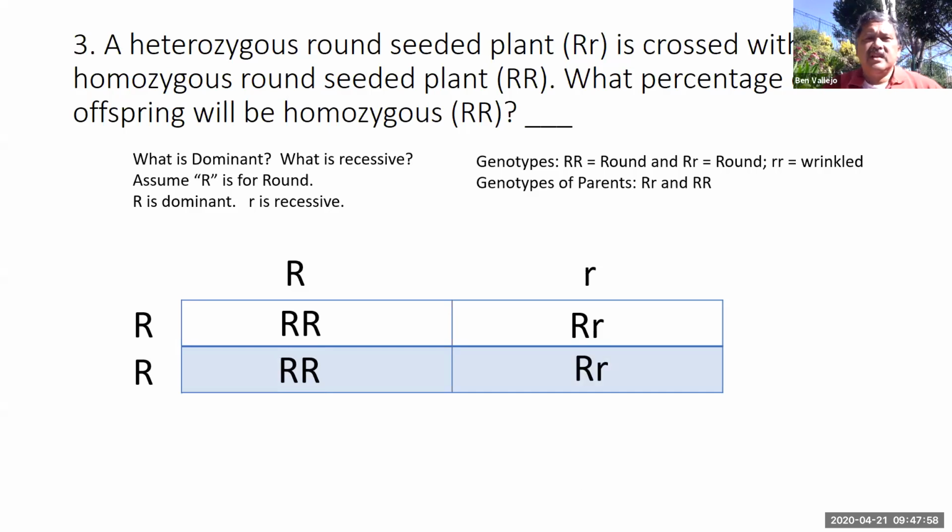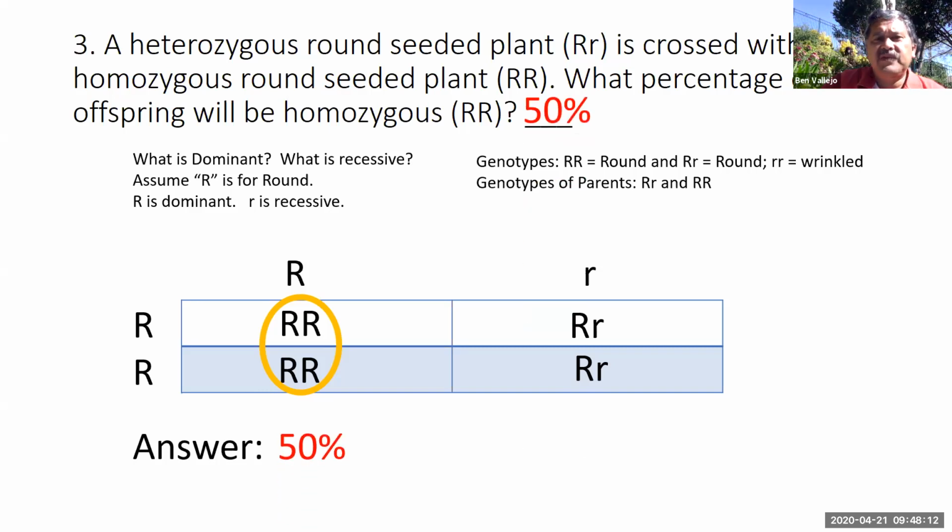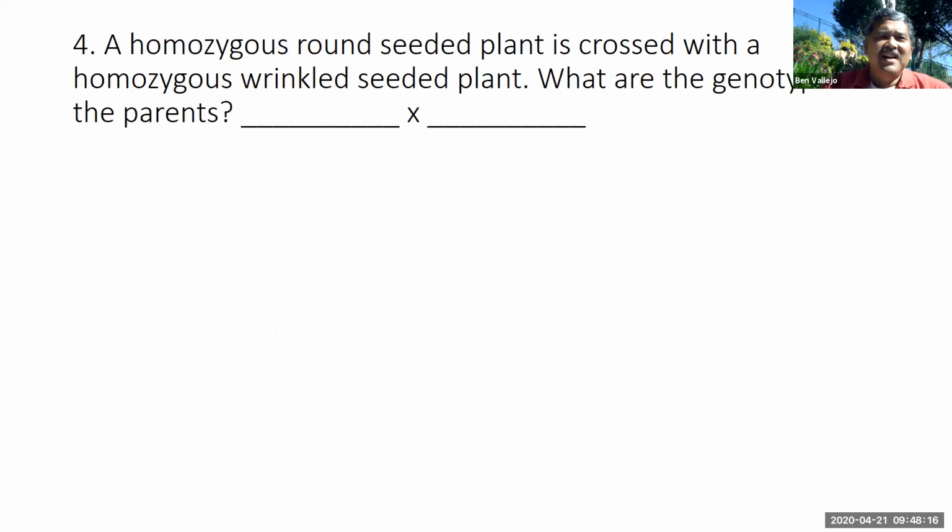So what was the question again? The question was, what percentage of the offspring will be homozygous big R, big R? And you can see the 2 on the left are, and there are 4 boxes, so that's 2 out of 4. So as a percentage, 2 out of 4 is 50%. Great, that's number 3.